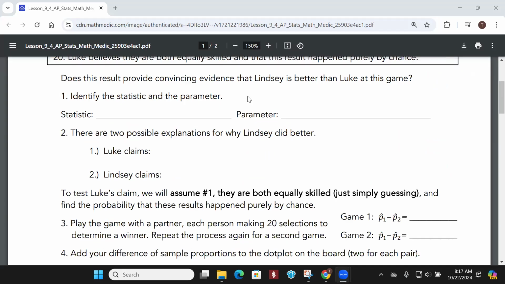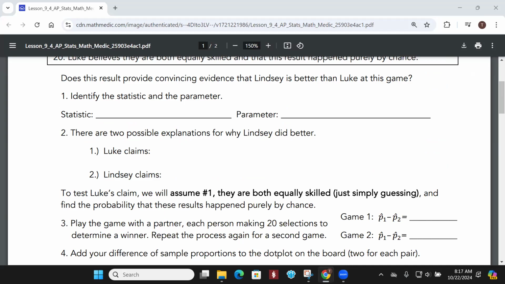So does this result, but really, right? Did you say no? Why? Does the result provide convincing evidence that Lindsay is better than Luke at this game? So identify the statistic and the parameter.